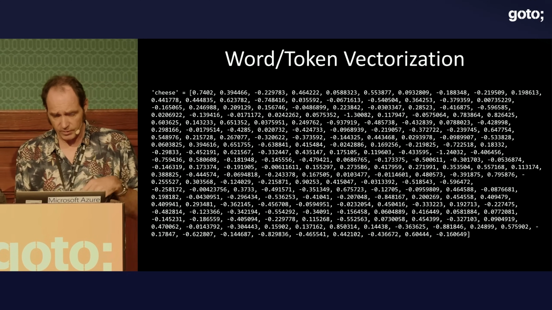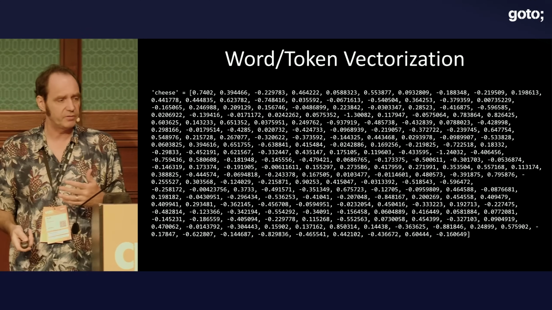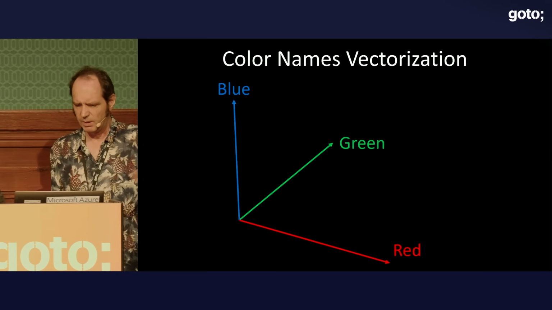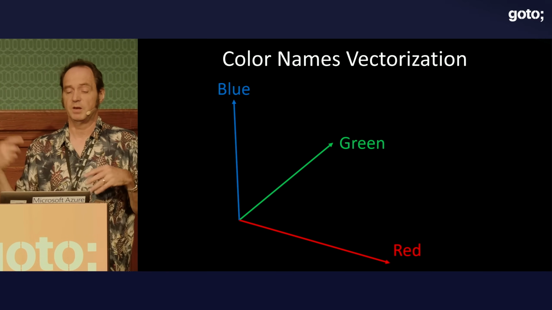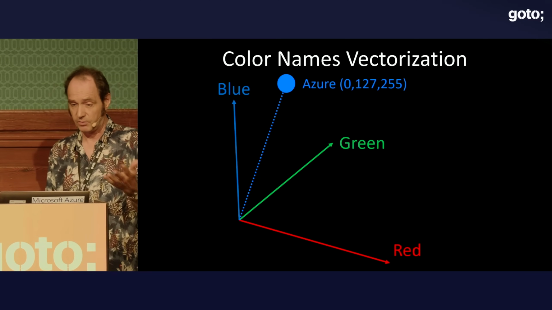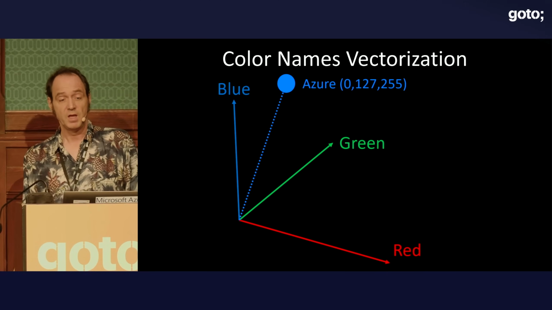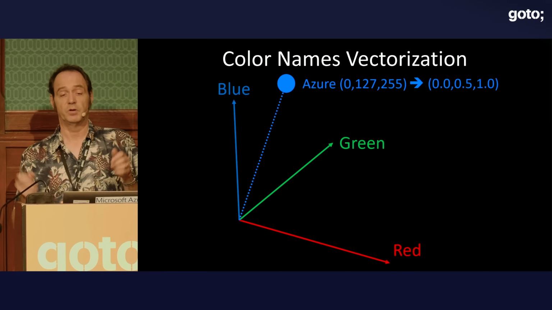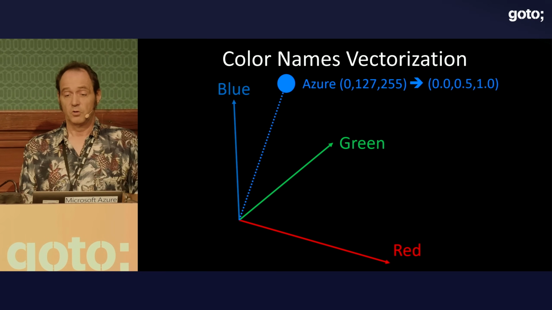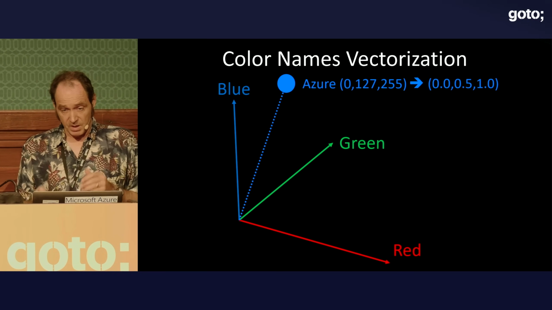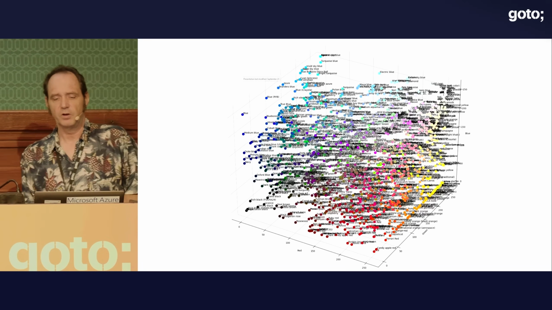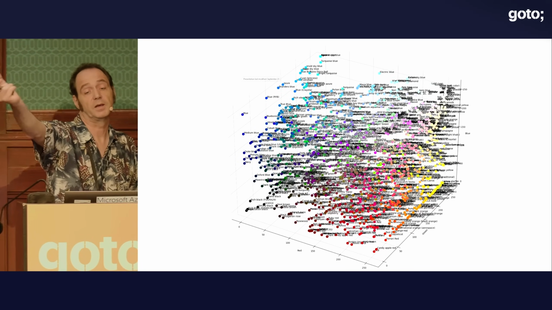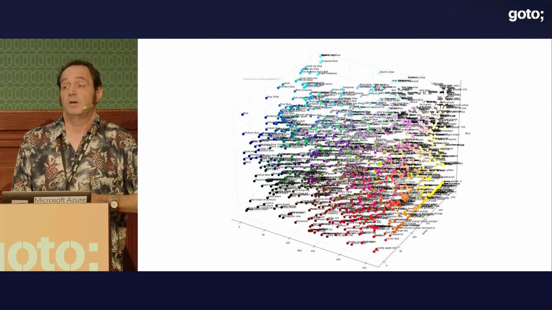Now, humans can't think in 768 dimensions. We can just about handle 3 dimensions. And we're developers, so we've built web pages and we understand about red, green, and blue color, how we've got this vector where Azure is 0, 127, 255. And data scientists always work with floating point numbers between 0 and 1, so that's 0, 0.5, 1.0. And what we can do then is take loads of colors and we can stick them into a 3D space, and we can see that similar colors are close to each other in that 3D space.